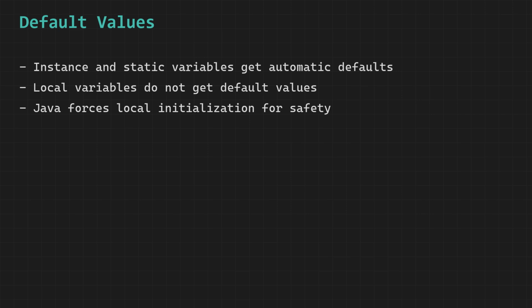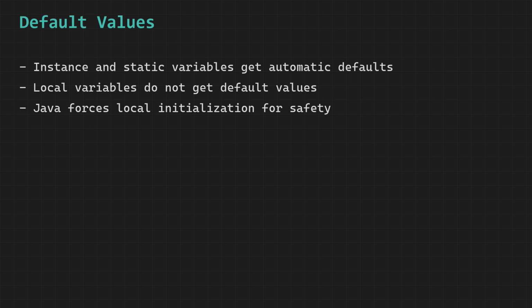All numeric types, byte, short, int, long, default to 0. Floating point types, float and double, default to 0.0. char defaults to \u0000, the null Unicode character. boolean defaults to false, and all reference types, String, arrays, objects, default to null, meaning they point to nothing. This is why you can declare String name as an instance variable and use it without assigning it. It will safely be null rather than some random garbage value.